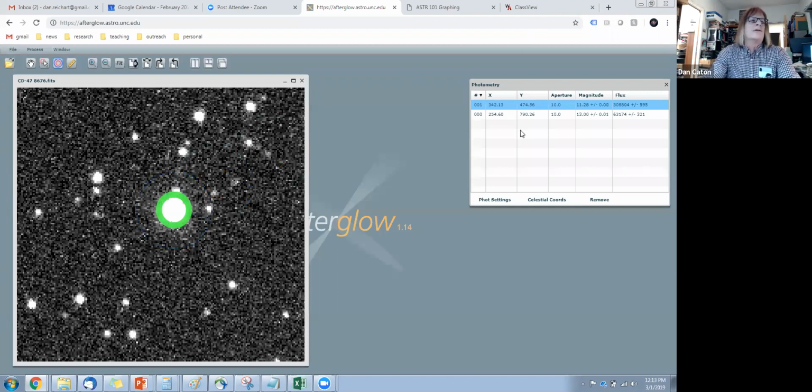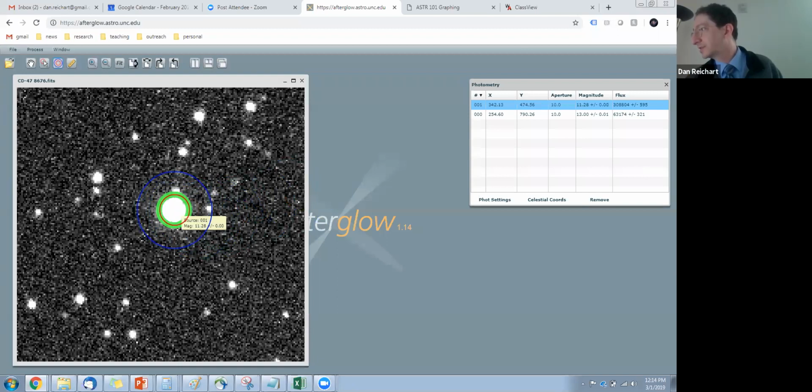I was just curious, do you use the mode in the background ring to eliminate problems like that star that's in it? I'm pretty sure it's the mode. Yeah, okay. It could be the median. It's whatever IRAF uses as standard.